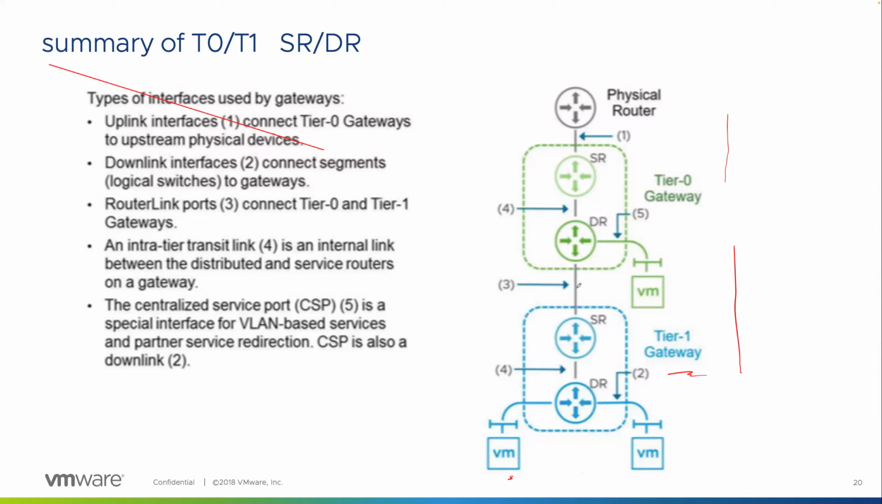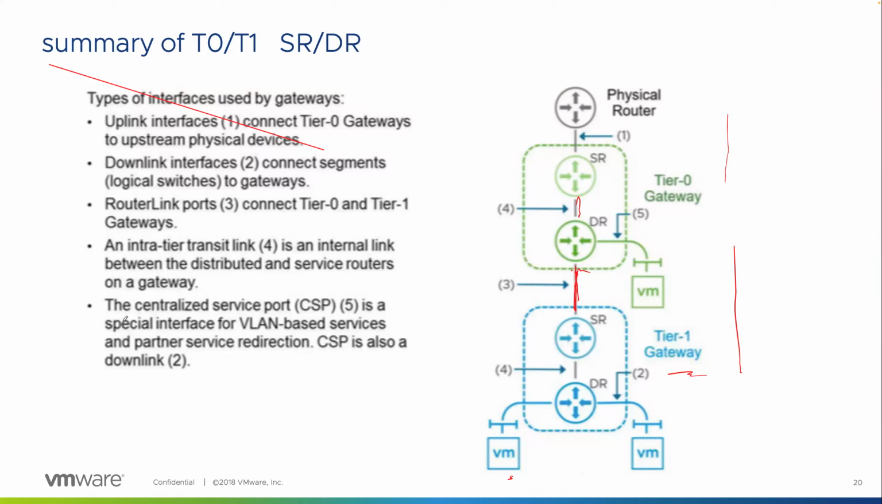And there are also some interconnections, SR and DR interconnection, or router links. Those are internal links, so you don't care about that. The subnet IP addresses will be allocated automatically by NSX itself.